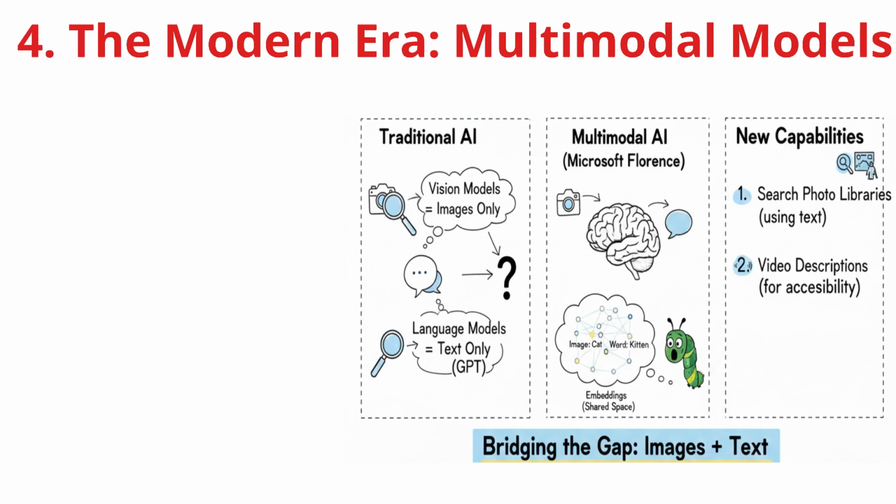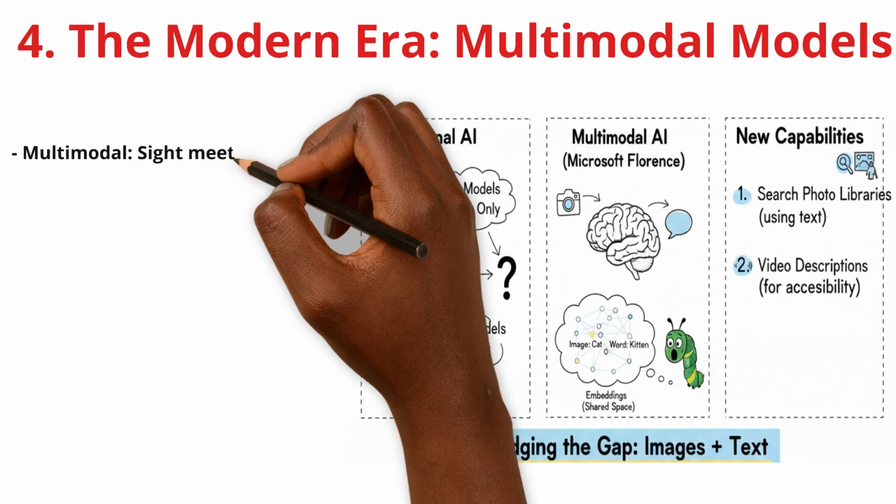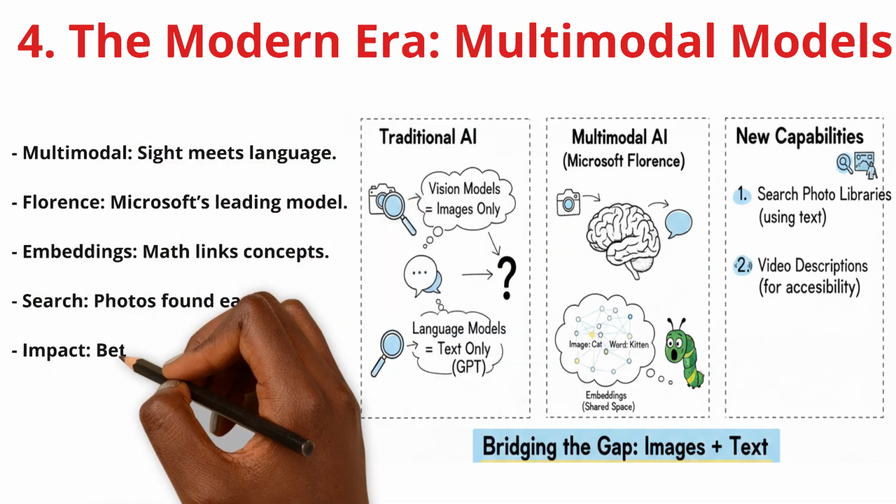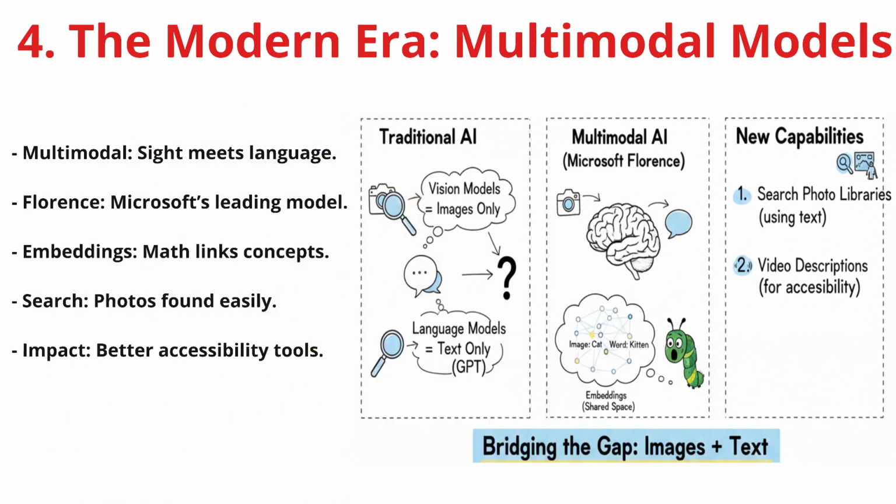By linking sight and language together, we unlock incredible new tools. For the first time, you can search your massive photo libraries using natural language. Simply type caterpillar in a cornfield to find the exact shot. Even more importantly, it allows for high-speed, detailed video descriptions, providing a life-changing level of accessibility for the visually impaired. Multimodal AI isn't just about seeing or reading. It's about understanding the world exactly as we do.